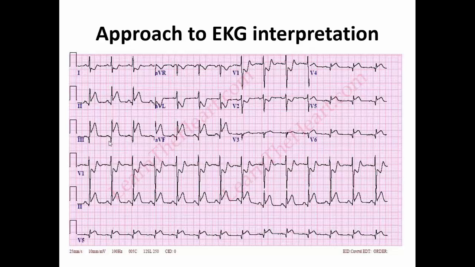QRS complex is fairly normal in width, and then we see this big ST elevation in the inferior leads. We also will see some ST elevation in V4, 5, and 6, reciprocal changes in 1 and AVL, so inferolateral myocardial infarction with reciprocal changes noted. May even see some reciprocal changes in V1 and V2 on this EKG.